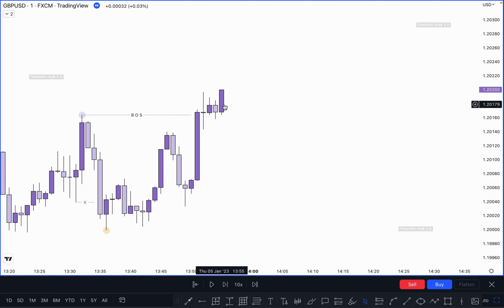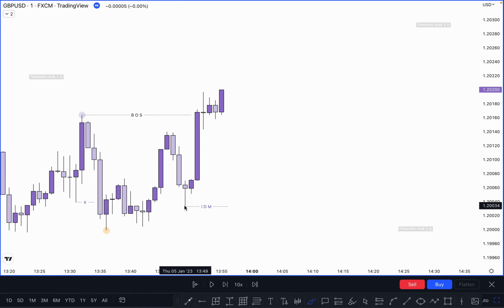So in this case, where is our first pullback? Okay, so our IDM is here. Why? Because this is not a valid pullback. As we have learned in chapter 1, the market must at least take out the previous candle low to confirm a valid pullback. This is not a valid pullback because this candle high is here and low is here. The market did not break this previous candle low. So this is not a valid pullback.